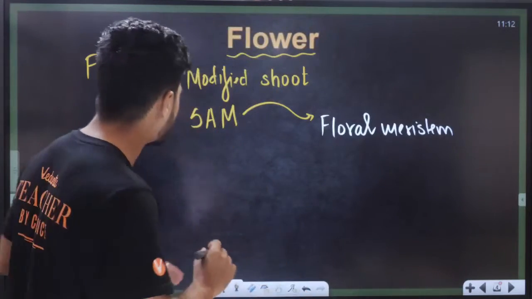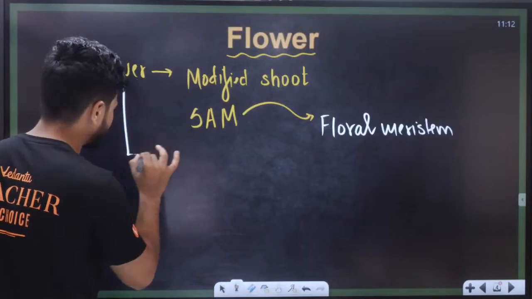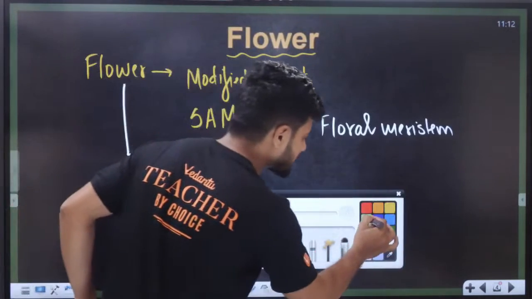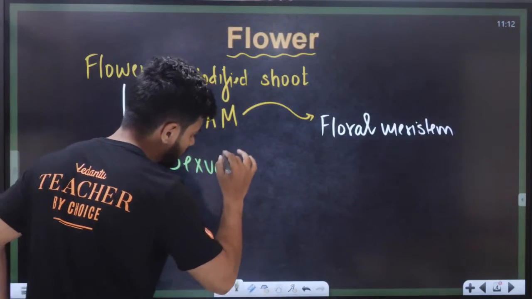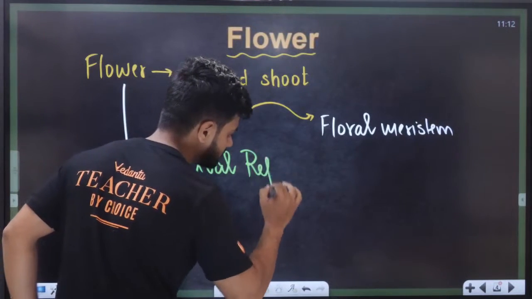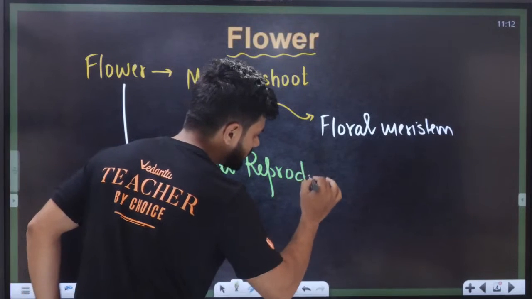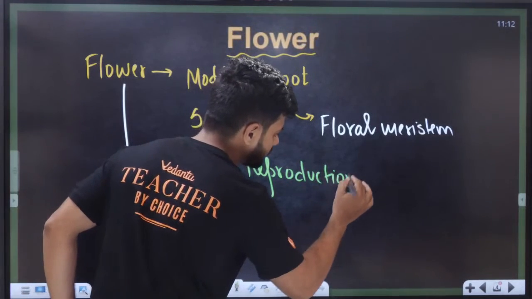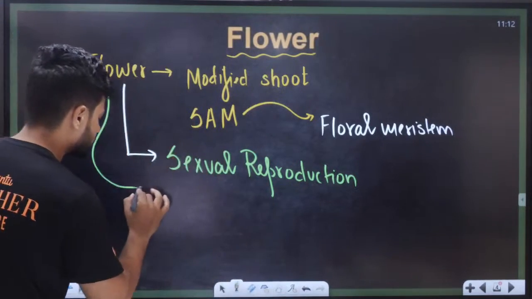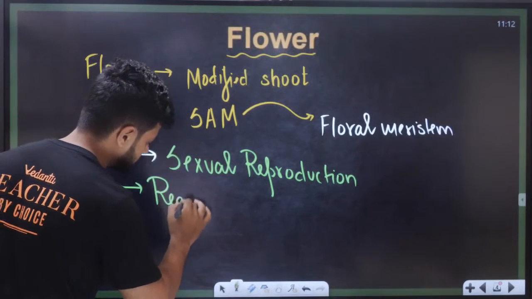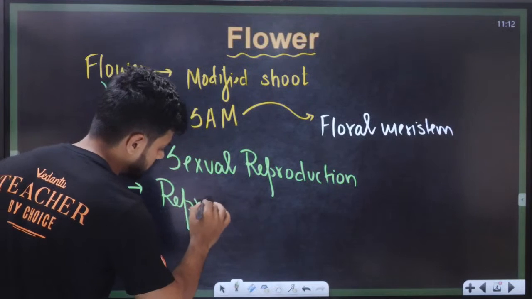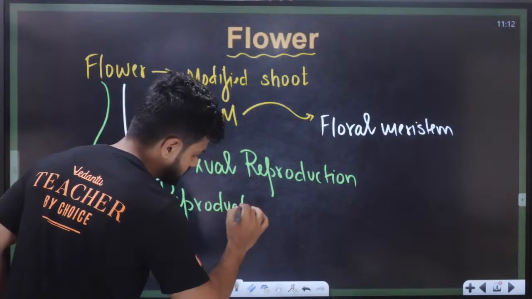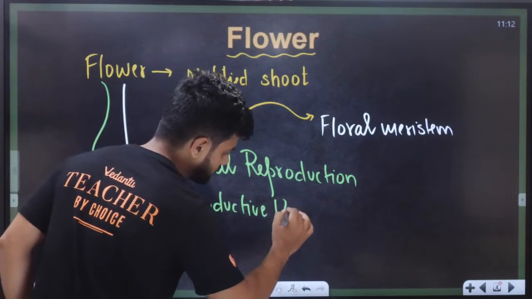Now, students, remember, so flower is needed in sexual reproduction. That is very simple to understand, because your flower is a reproductive unit.